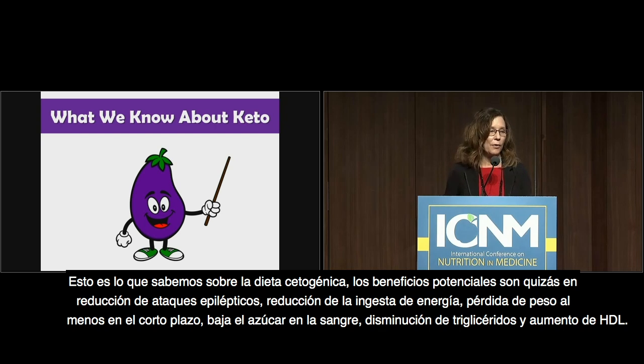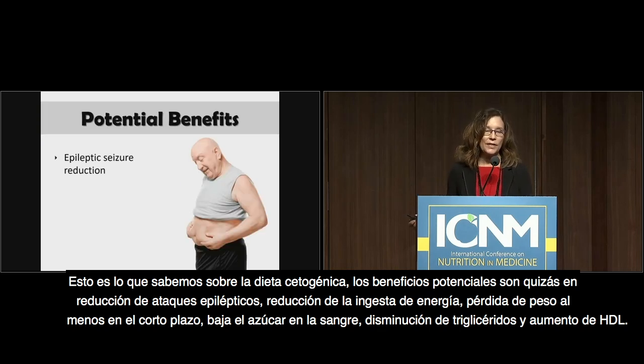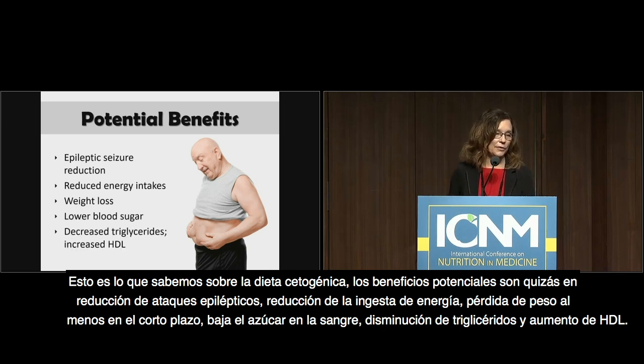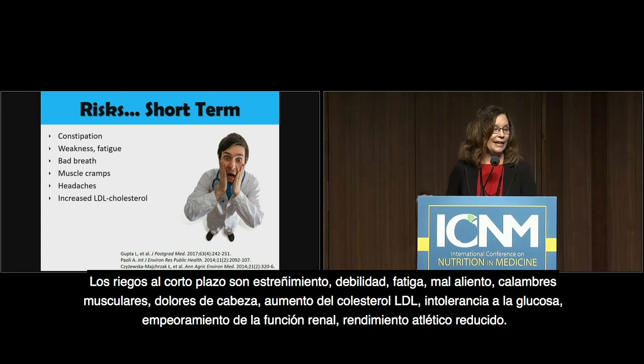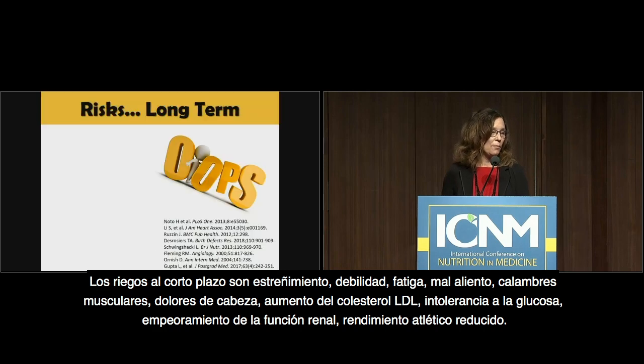So here's what we know about keto. The potential benefits, perhaps in epileptic seizure reduction, reduced energy intakes, weight loss, at least in the short term, lower blood sugar, and decreased triglycerides and increased HDL. The risks short term are constipation, weakness, fatigue, bad breath, muscle cramps, headaches, increased LDL cholesterol, impaired glucose tolerance, worsening kidney function, reduced athletic performance.